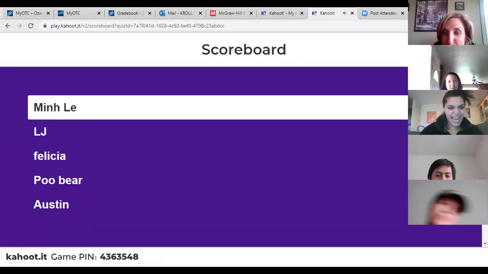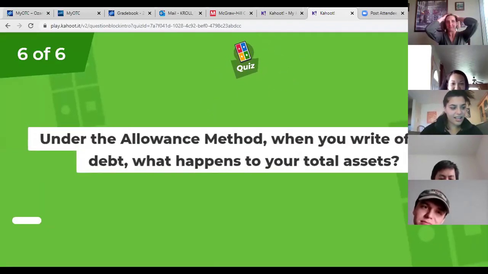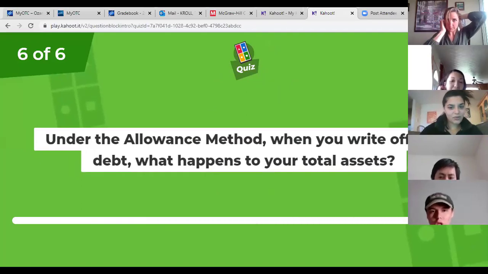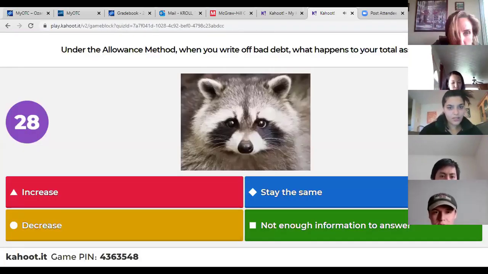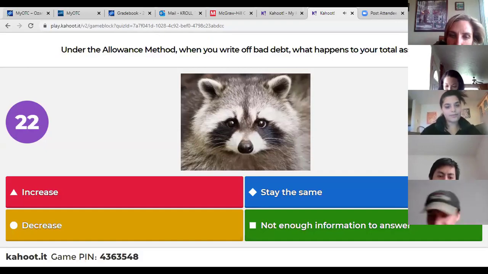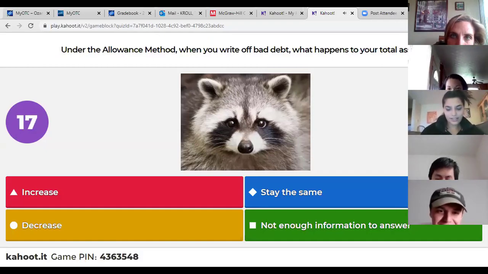Oh no, we got a new leader on the board. Last question. What happens to your total assets when you write off bad debts under the allowance method? Red says increase, yellow says decrease, blue says stay the same, and green, not enough information.